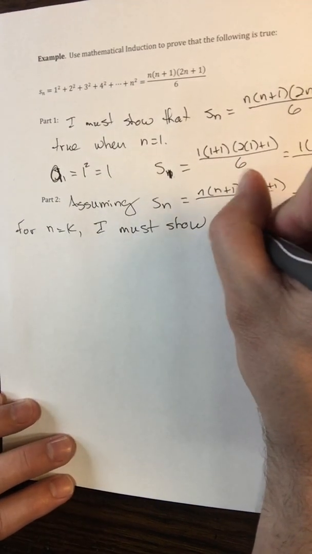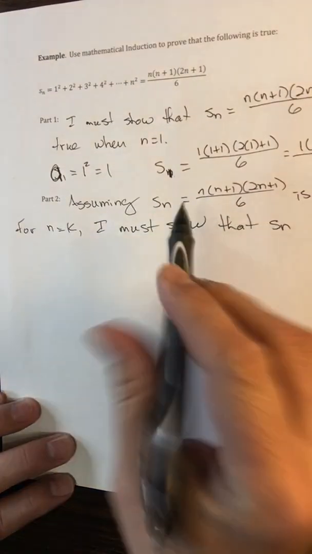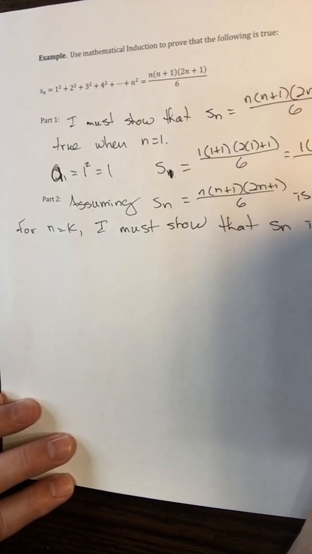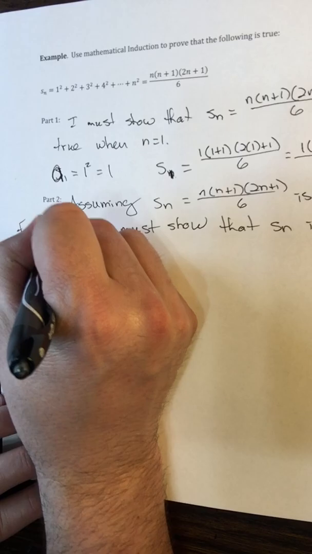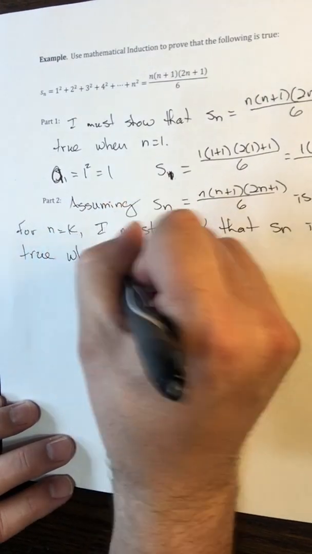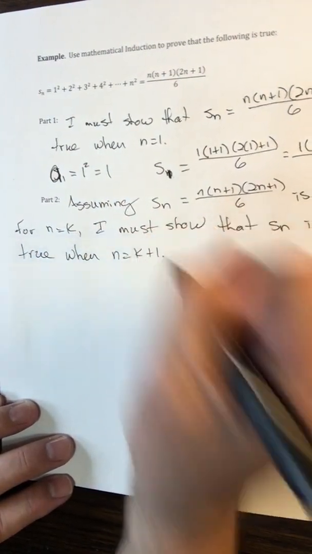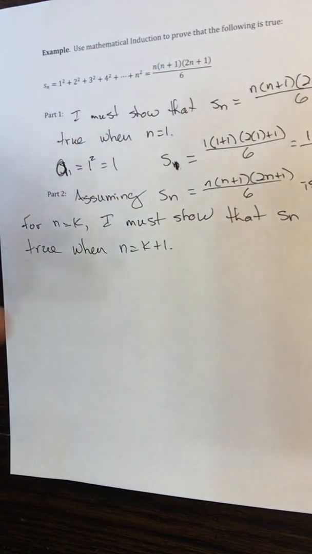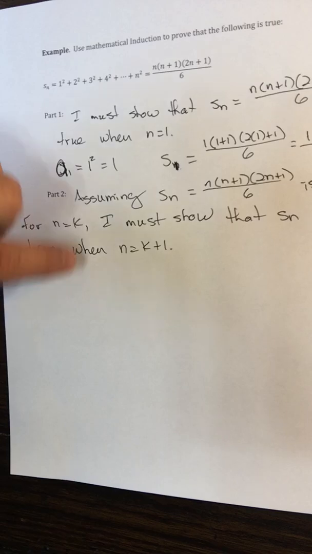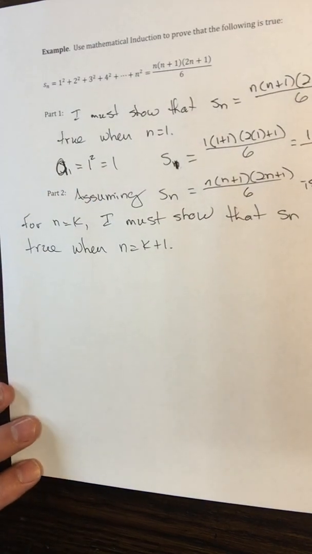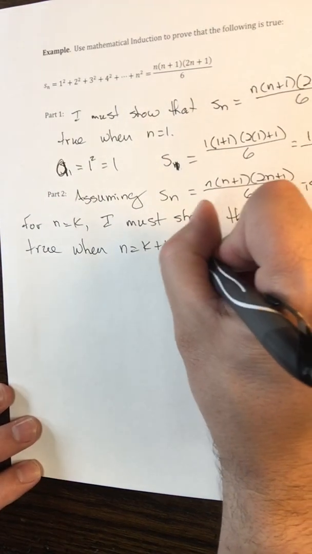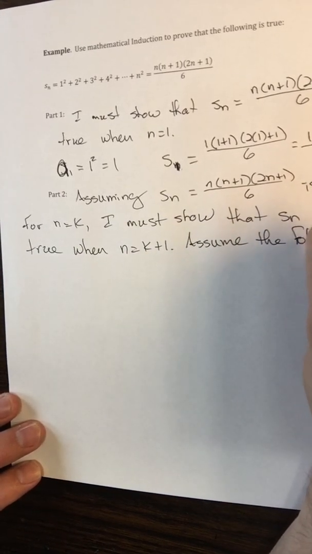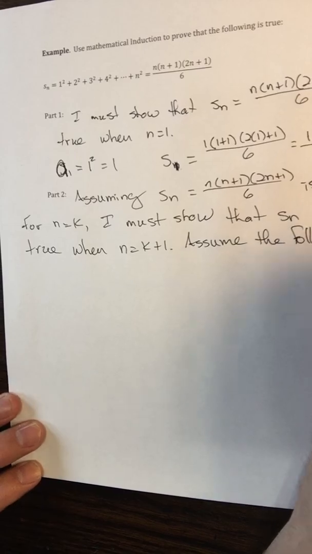I must show that S sub n, I'm not going to write the whole thing again, I'll just write S sub n, right? Is also true when n equals k plus 1. Okay? Call out my shot. I gotta make my assumption first, and then I'll show what I gotta prove, and then I'll prove it. Okay? Assume the following to be true.